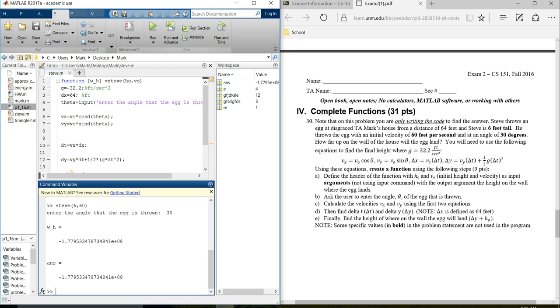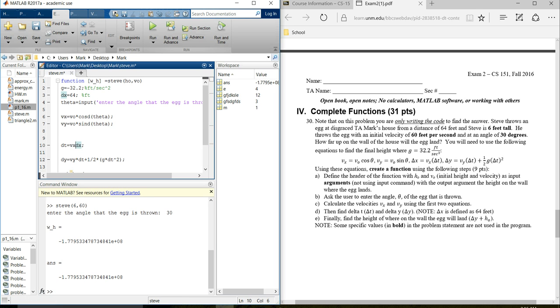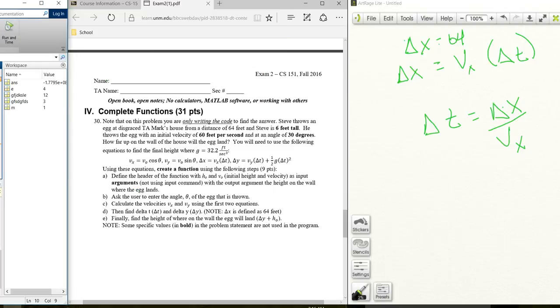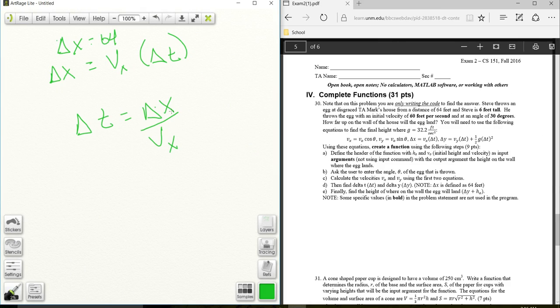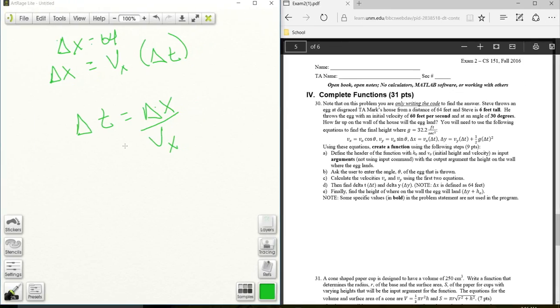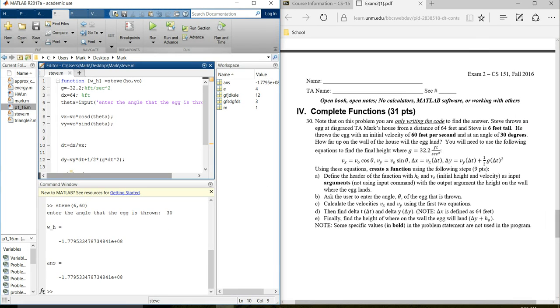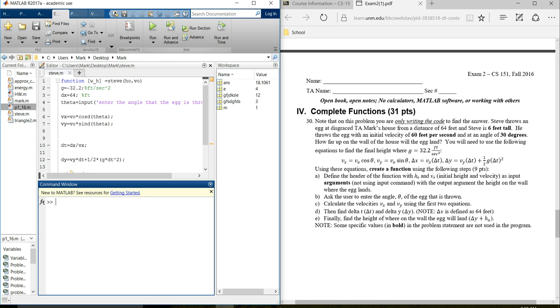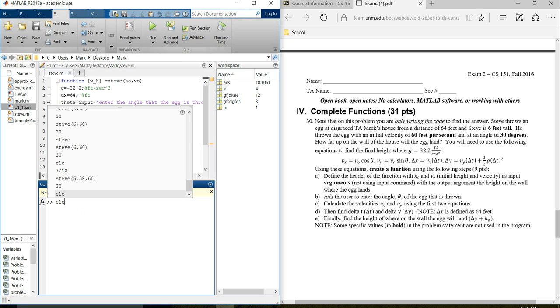I'm gonna pause it. I'm gonna make sure that everything's good. Guys, I did mess up. I'm sorry. I had here delta x divided by vx. Delta x divided by vx is delta t. I'm gonna check this one more time too. Hold on.